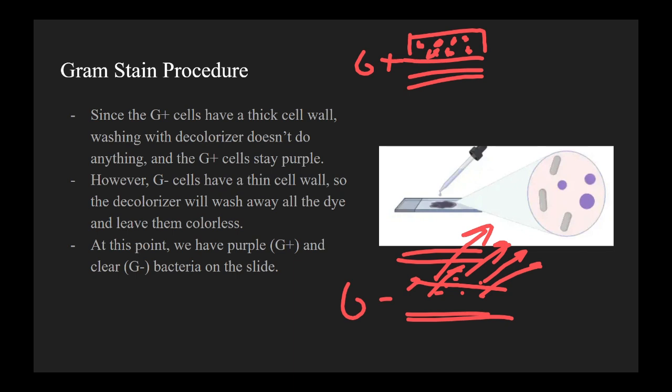Essentially, after we add the decolorizer, we're going to have all the gram-positive bacteria be purple because the dye is still stuck. Then we're going to have all the gram-negative bacteria become clear or colorless because all the dye has been washed out, since they don't have that much peptidoglycan for the dye to bind to. You can see that on the right here. These guys are gram-negative, and these guys are gram-positive here.